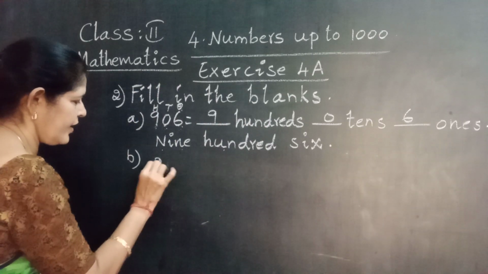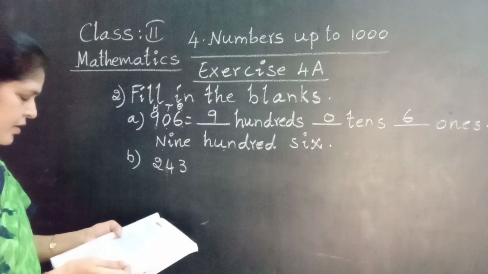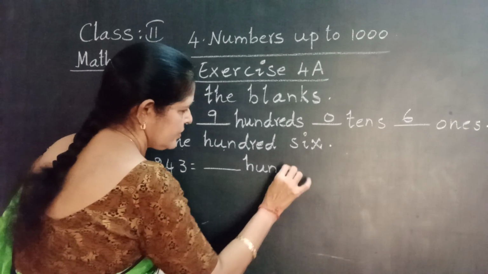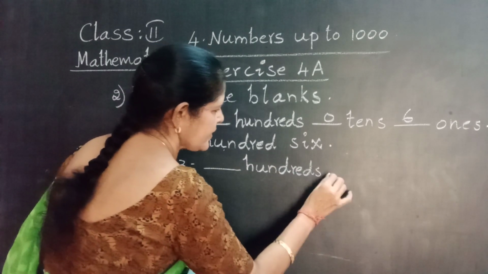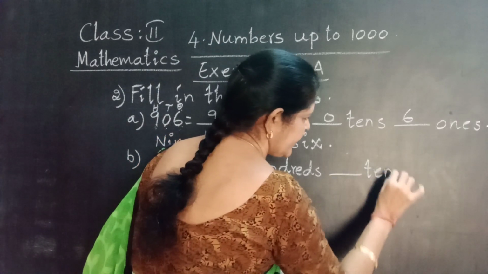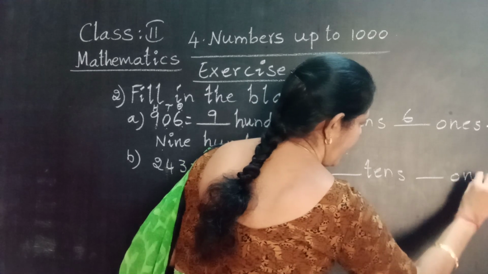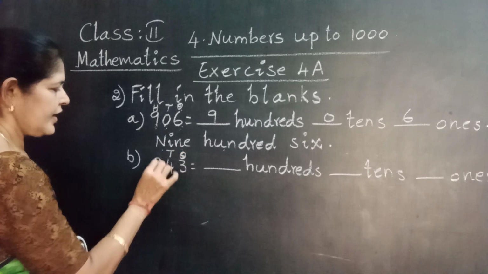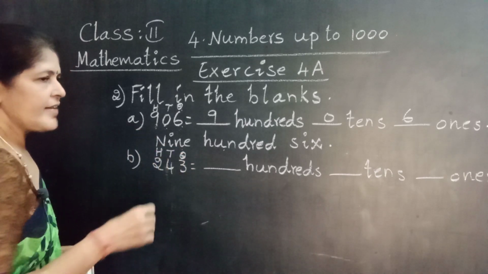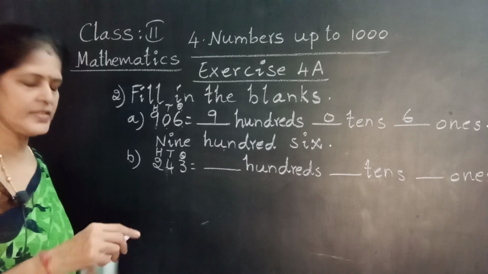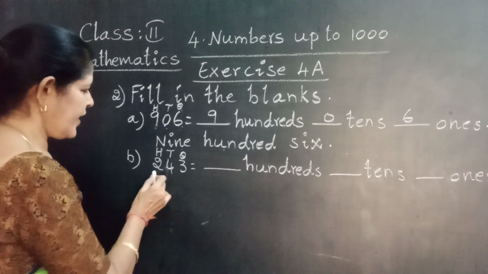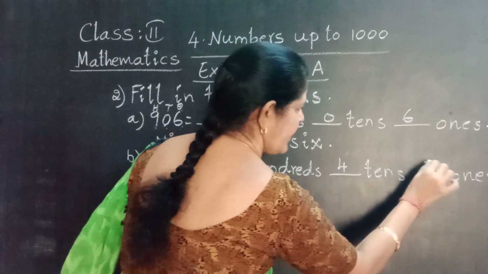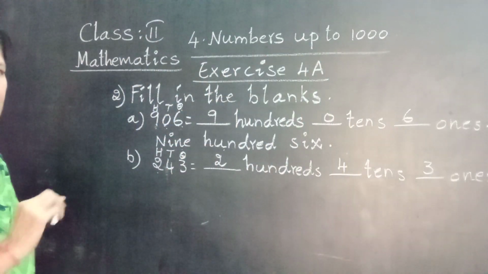What is the next number? 243. You have to fill that up. Write how many hundreds. First you have to keep the places above the number. Next how many tens, and next how many ones. Come on, keep the places. Ones, tens, hundreds. Ones means O-N-E-S. Now fill up how many hundreds? 2 hundreds. How many tens? 4. How many ones? 3. Okay? We completed the blanks.